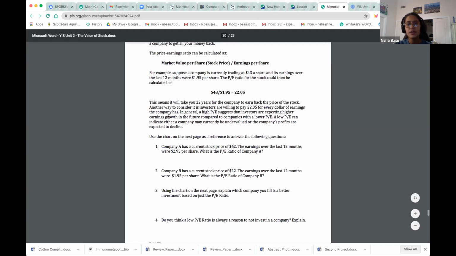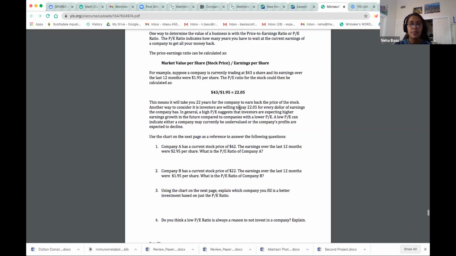Another way to look at the meaning of the PE ratio is that investors are willing to pay 22.05 for every dollar of earnings that the company has. So you can think of the PE ratio as kind of a relative value of the stock. If you have a high PE ratio, that suggests investors are predicting higher growth of the stock, which is why they would be willing to pay a higher price for that stock.